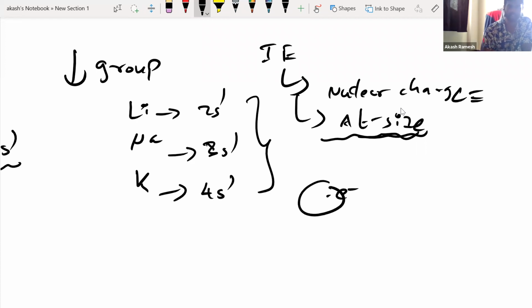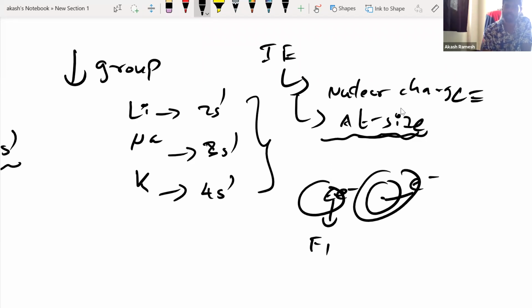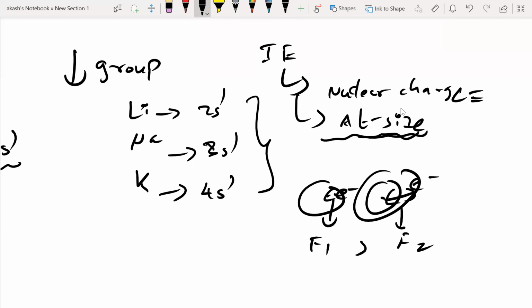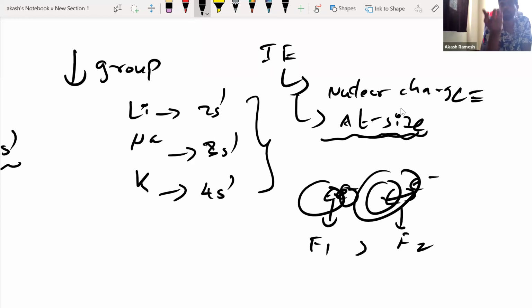Say an electron is in the first shell, and the valence electron is in the second shell. Now this electron and this nucleus will have some force of attraction, and this electron and this nucleus will have some force of attraction. Which one is greater, F1 or F2? The force between the electron in the first orbit and the nucleus, or the force between the electron in the second orbit and the nucleus? F1. Absolutely right. Because this electron is closer to the nucleus, so it will be a much stronger pull. The nuclear charge felt will be very high for this electron compared to this electron.